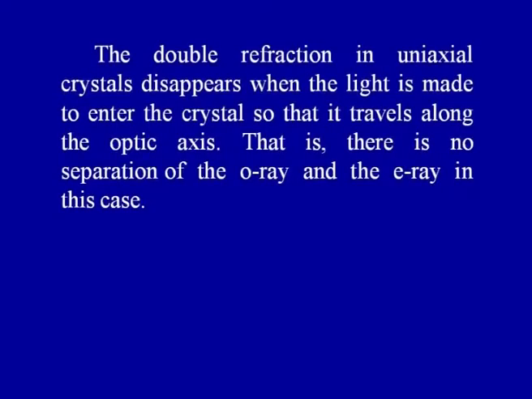The double refraction in uniaxial crystals disappears when the light is made to enter the crystal so that it travels along the optic axis, which is the symmetry axis. That is, there is no separation of the ordinary and extraordinary ray in this case. This is the case when the propagation is along the optic axis.